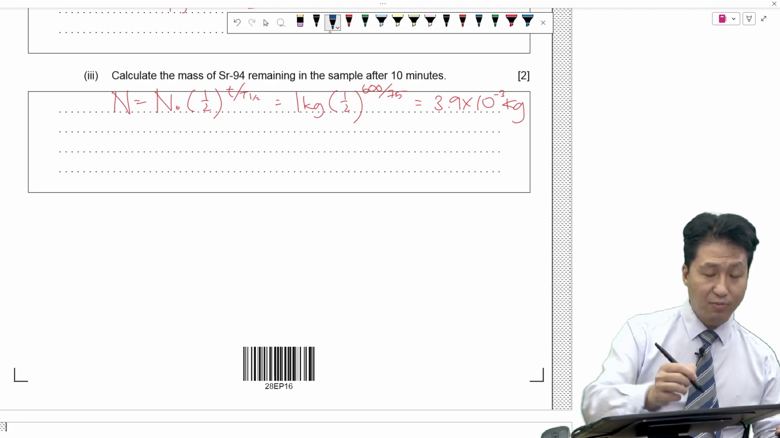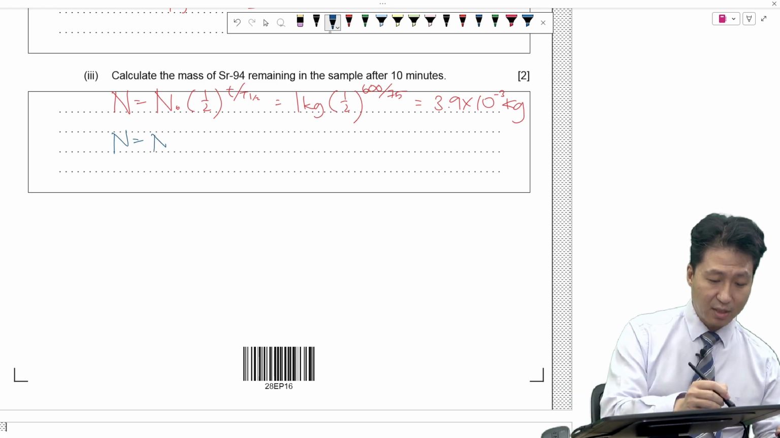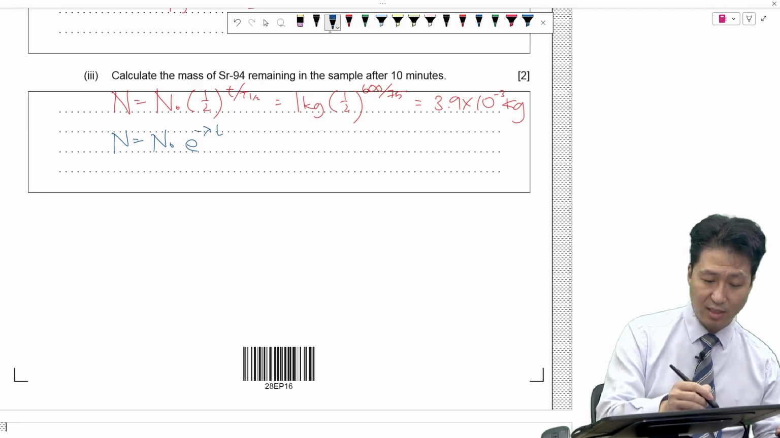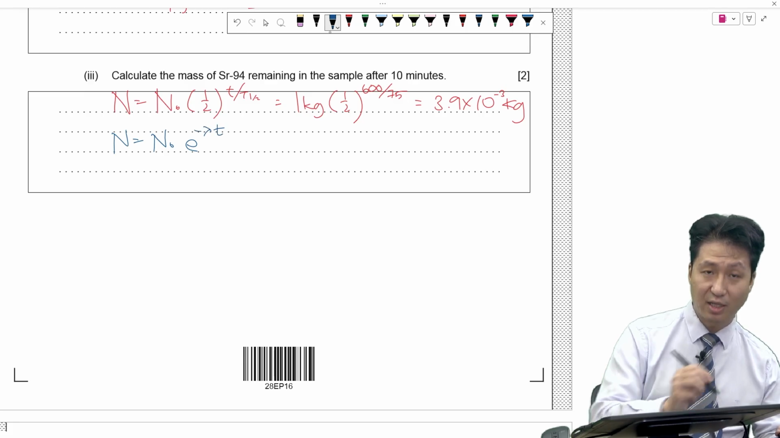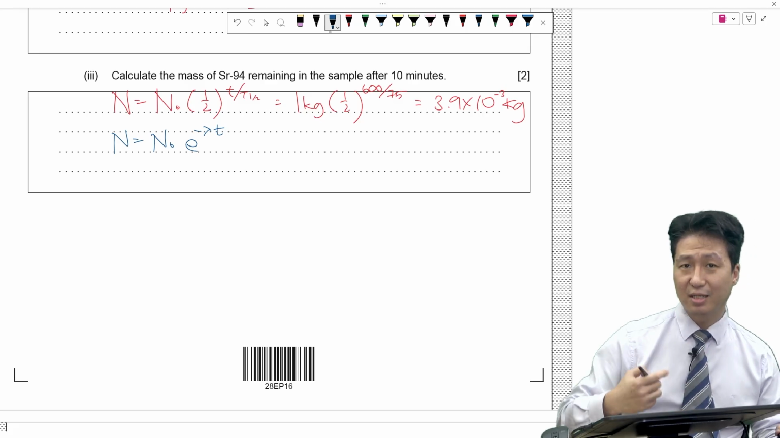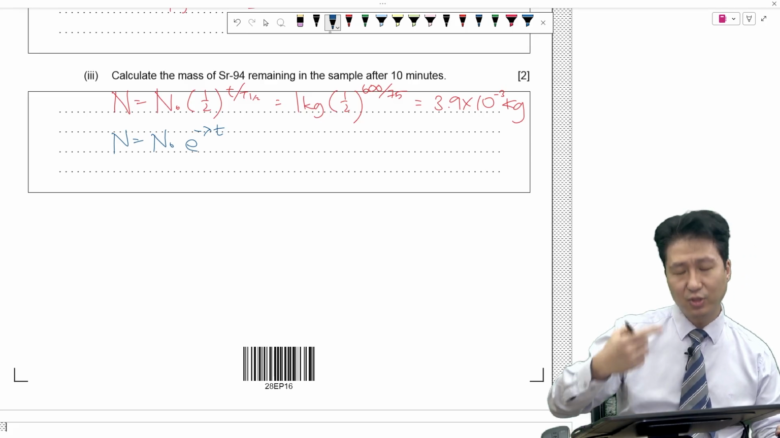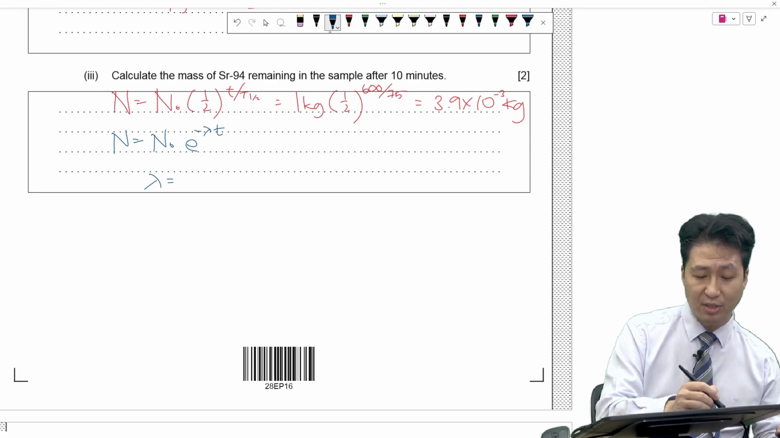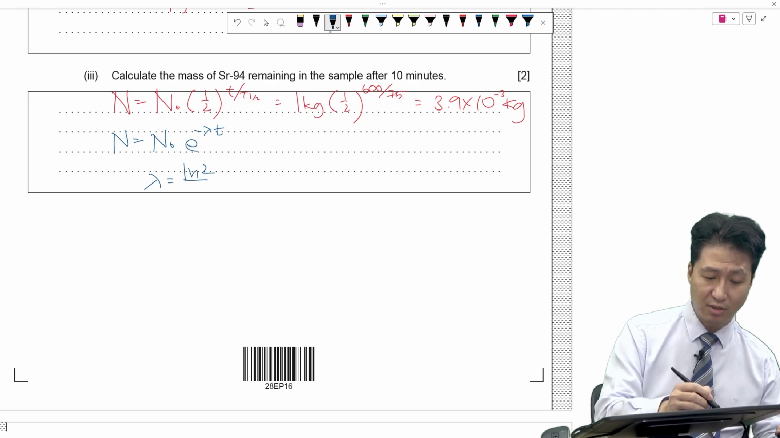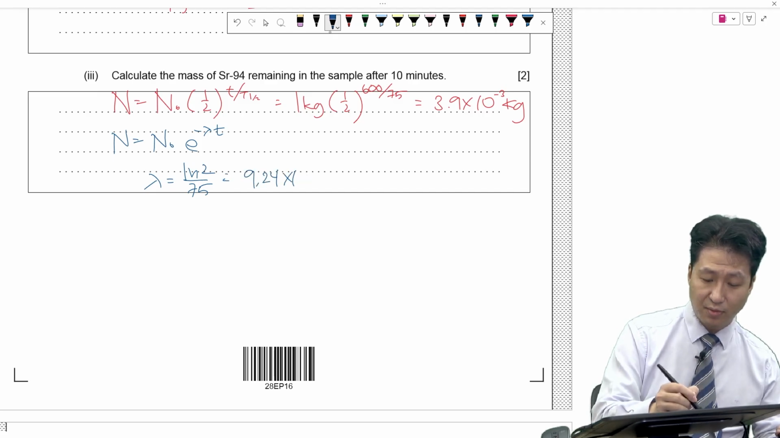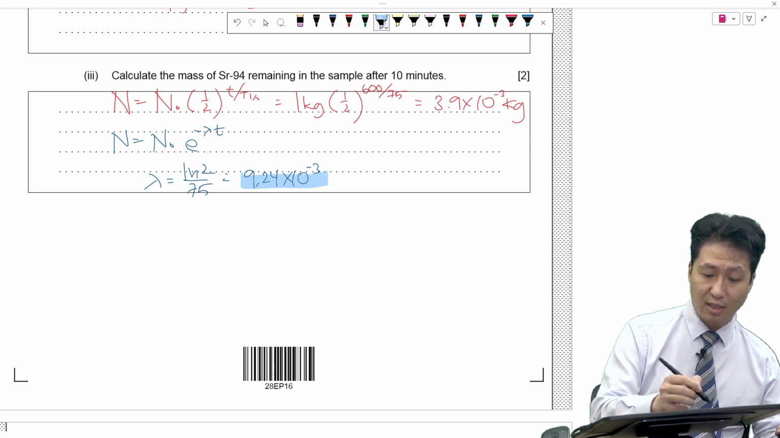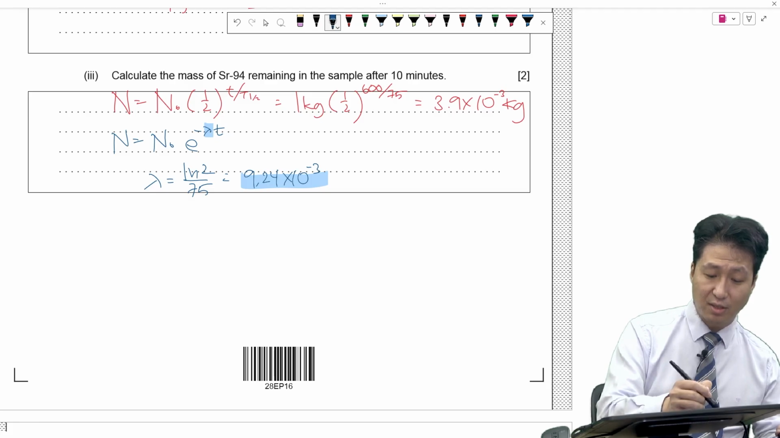But if you prefer to use a higher level equation, the amount remaining is the initial amount, the only difference is the base, e to the power of negative decay constant times time. They will give you the same result. There's just one additional step. You have to calculate the decay constant using the natural log of 2 divided by the half-life of 75 seconds, which is equal to 9.24 times 10 to the -3. You substitute this value into here.